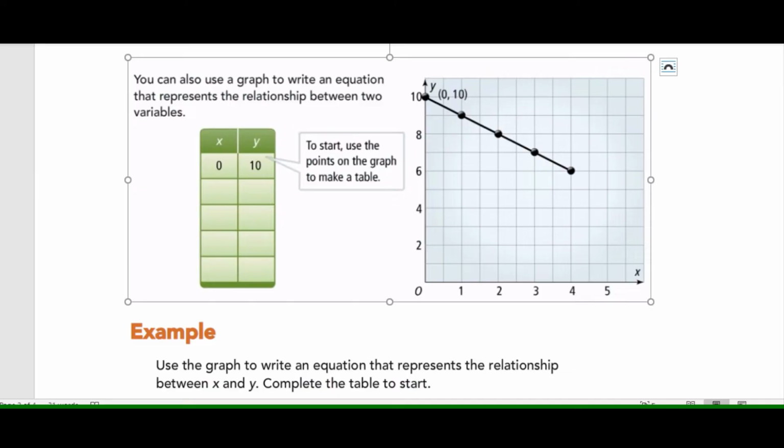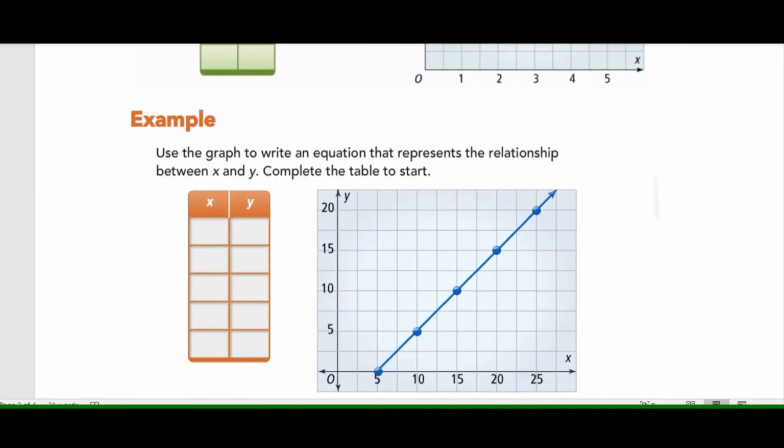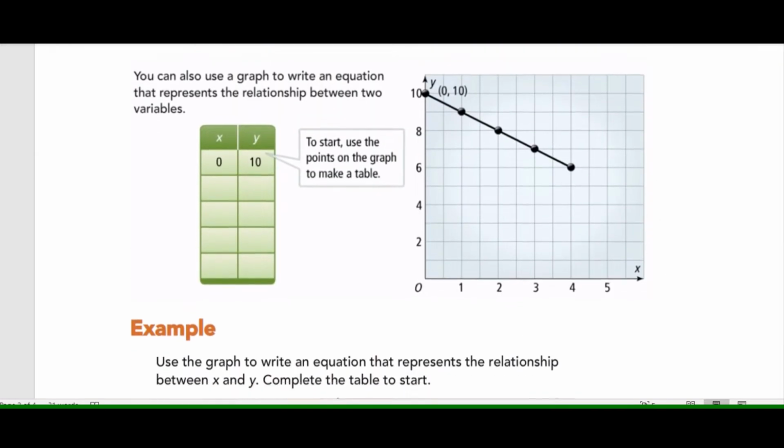So this is another question where we have to fill in the table and then possibly come up with an equation. So we can use the ordered pairs to write down the relationship between x and y in the table. Remember, the x coordinate tells you how far to move left or right. The y coordinate tells you how far to move up or down.